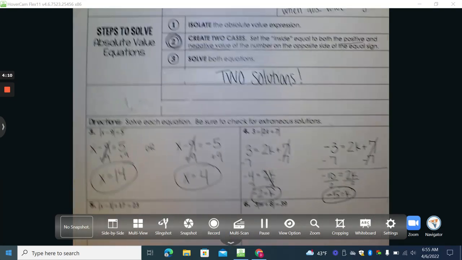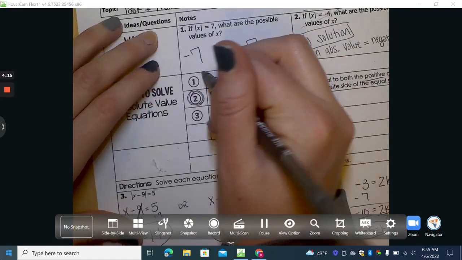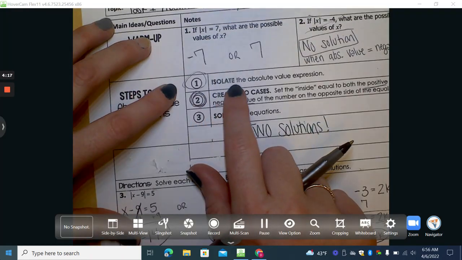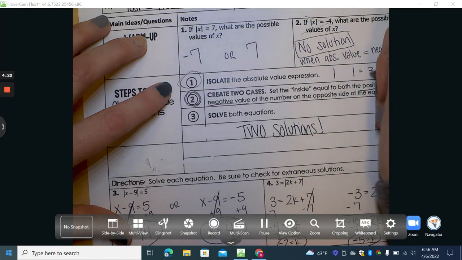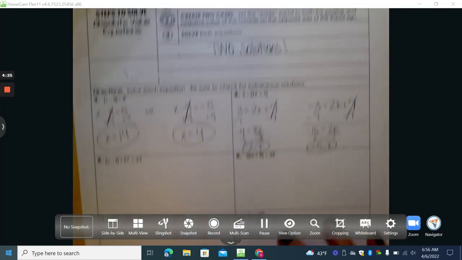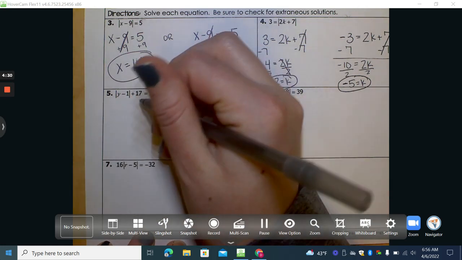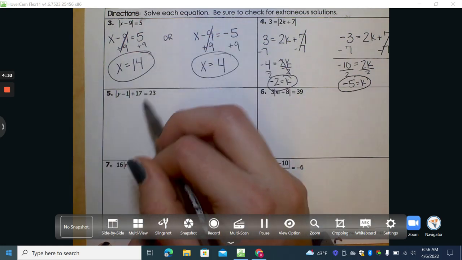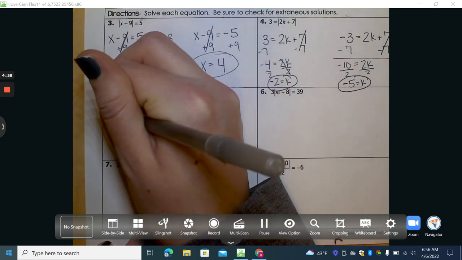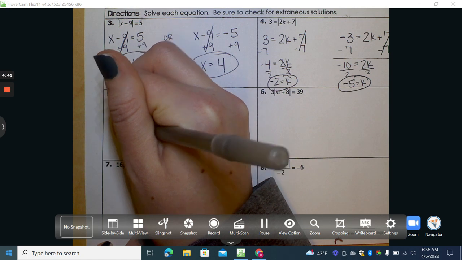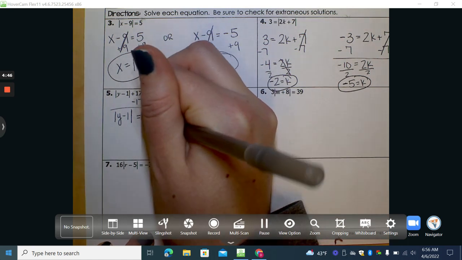All right. These last few examples we're going to show is where we're going to have to pay attention to this first step right here. Isolate the absolute value expression. I want it to have something inside my absolute value equaling one number outside. So when I have number 5 here, the absolute value of y minus 1 plus 17, I want to get rid of that plus 17. I'm going to start by subtracting 17. And I'm left with the absolute value of y minus 1 equals 6.